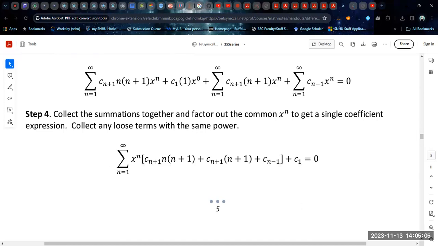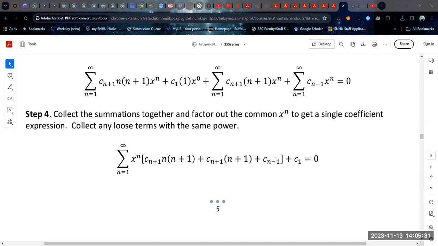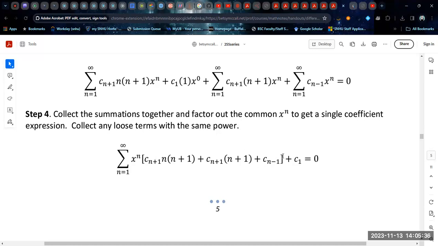Now, I'm going to collect all of these summations together to get a single coefficient, and collect any loose terms with the same power. I only have one loose term, which is just the C1. But for these other ones, I can add those together. These are my terms from the second derivative. These are my terms from the first derivative, and this is my term from the original function. And so I need all these coefficients to be 0 all the time.